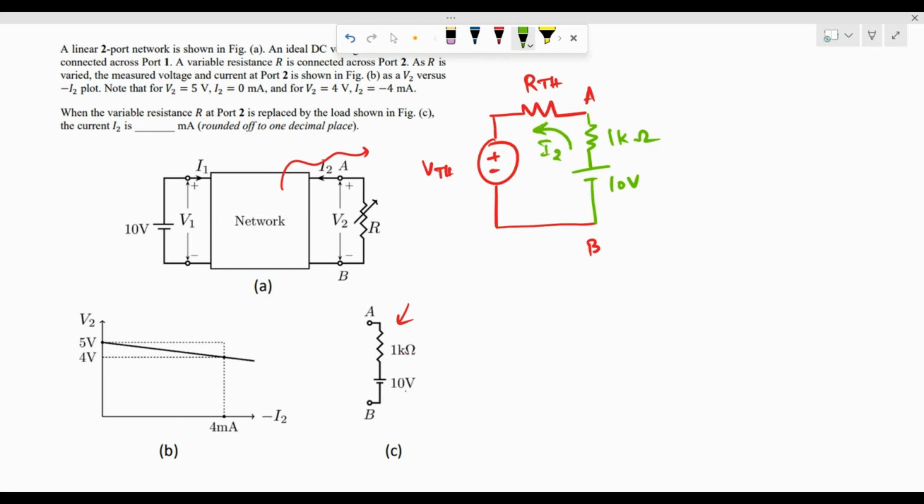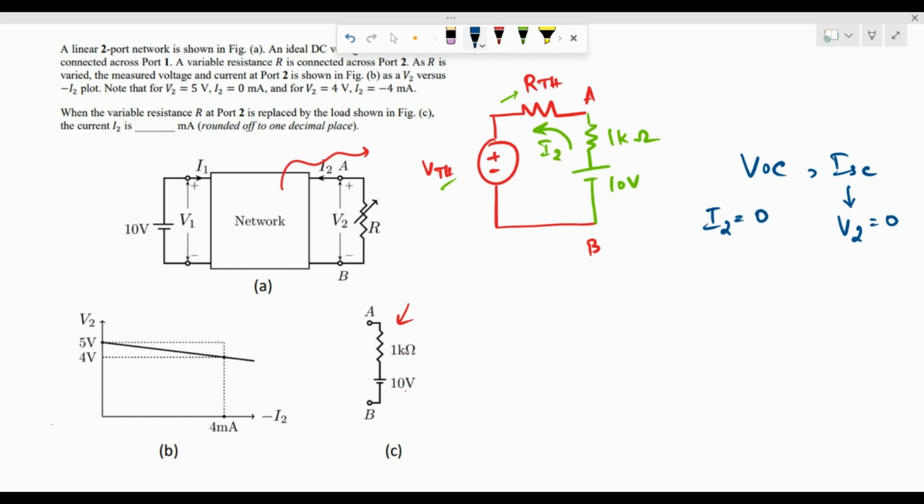That would be I2. So for that, we need to know VTH and RTH. This is pretty similar to the previous problem. So again, we need to obtain VOC, open circuit voltage, and ISC. That's our target. So VOC will be obtained when I2 is equal to 0. ISC can be obtained when V2 is equal to 0.